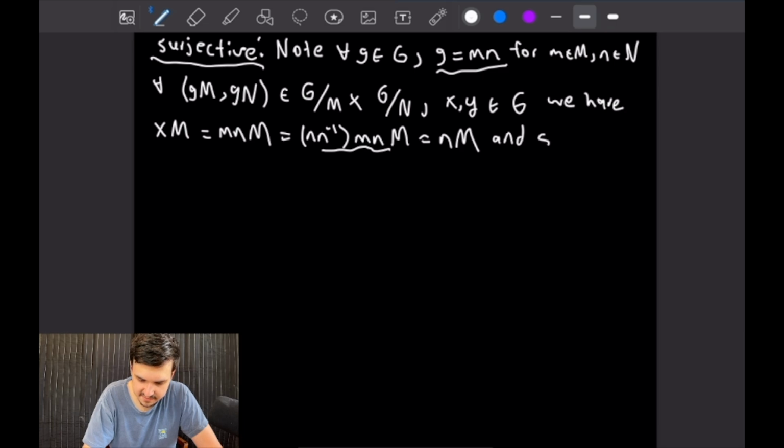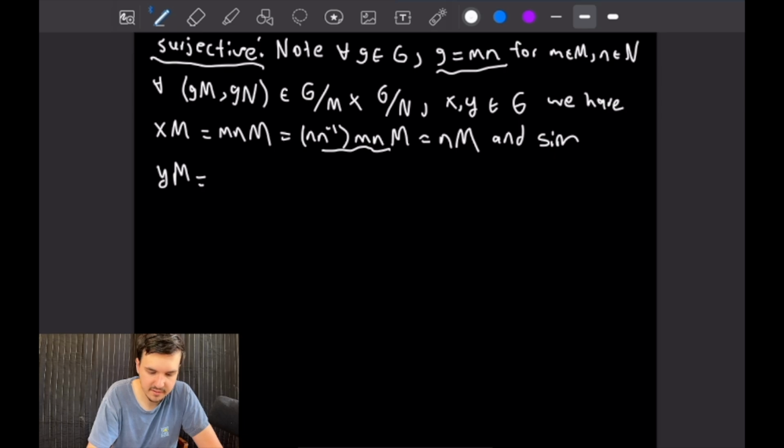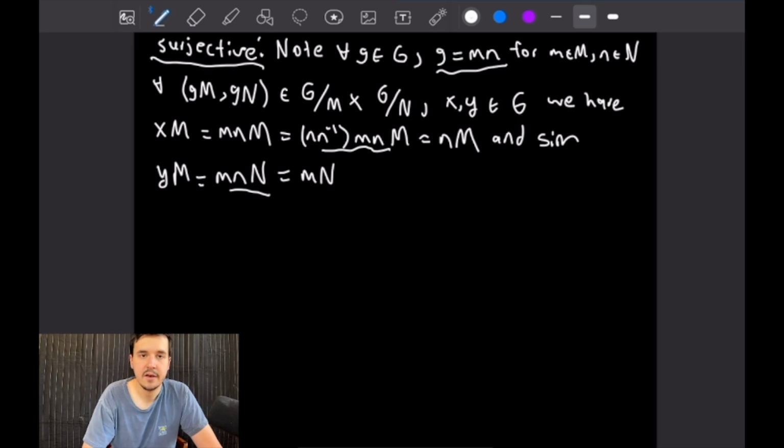Great. And we can apply a similar argument for our y times N. So similarly, we have that y times N can be written as a product of two elements from M and N. And we'll write those as m times n times our big N, but we don't have to use normality here. We can just absorb that little n into our big N here, and that will just give us m times N. Great. So now we have all of our setup that we need to prove that this function is surjective.